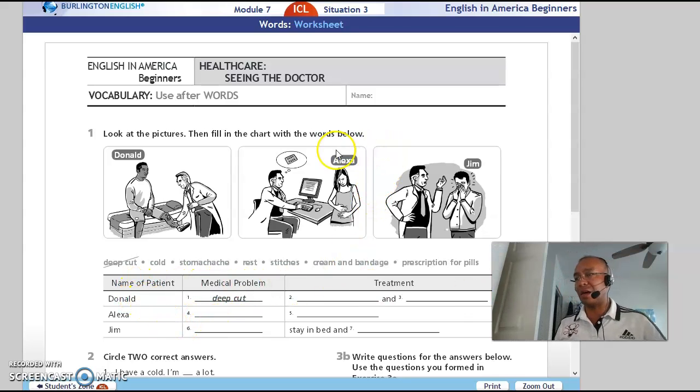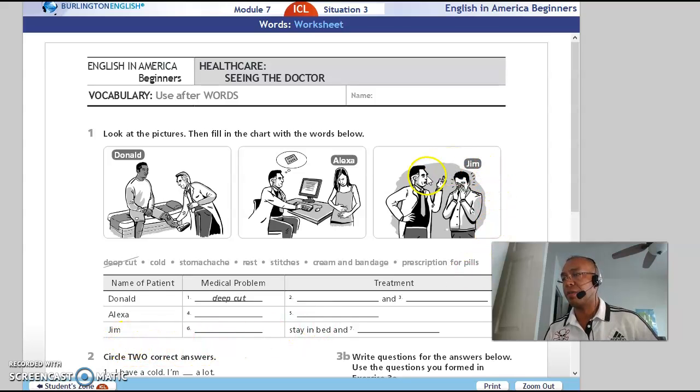How about Alexa? What is happening to Alexa? What's going on with her? Yes, she has, what is the medical problem? Stomachache. She has a stomachache, correct. So what are the doctors going to suggest? Is he suggesting a cold? No, that's a problem itself. Is he gonna suggest to rest? Probably, but most likely he's going to prescribe pills, right? Prescription for pills. So that answer will go here. The treatment is prescription for pills.